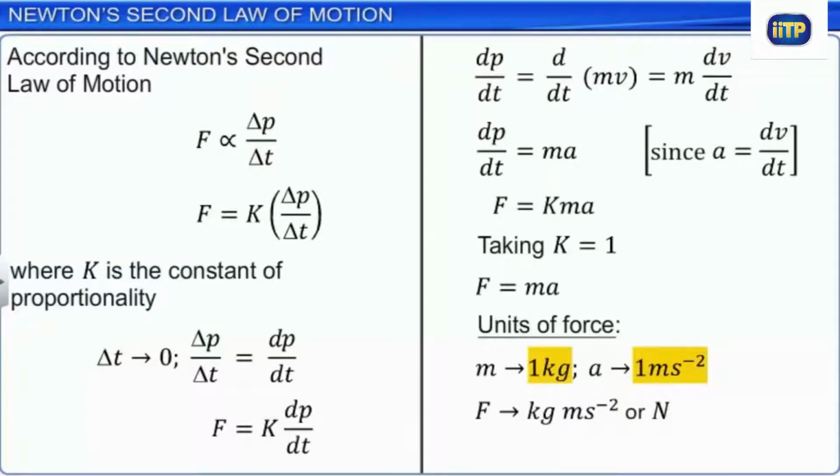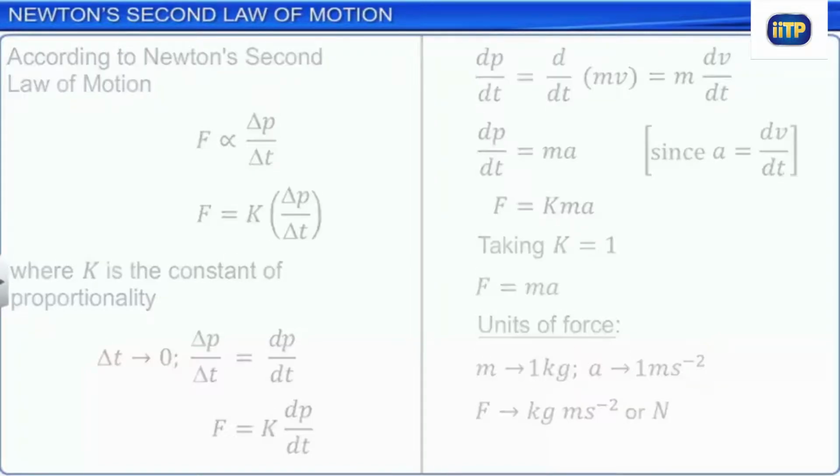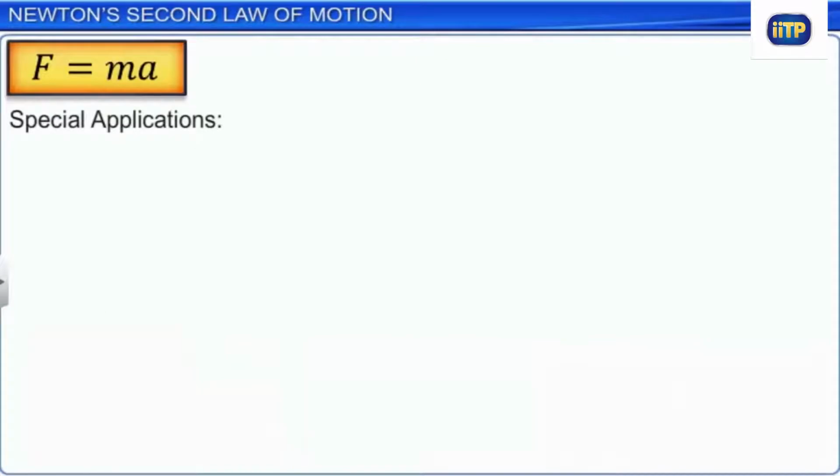There are certain special applications of Newton's second law of motion. When no force is applied on a body, there is no acceleration in its motion, since the mass of the body cannot be equal to 0. This is one way to write Newton's second law of motion.